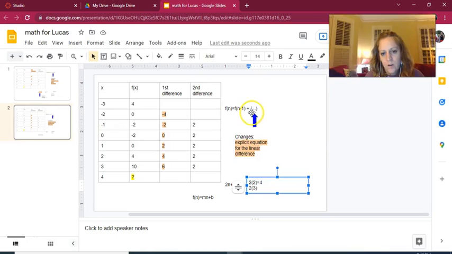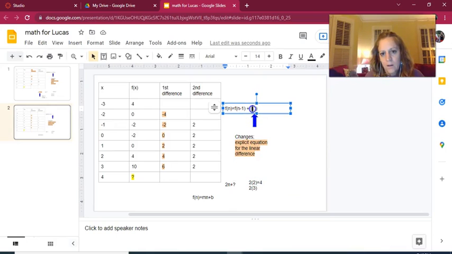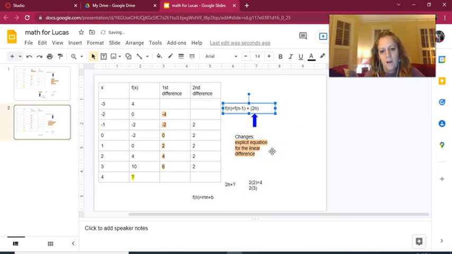So what goes in here is just going to be 2n plus 0, plus nothing. So it's just going to be 2n. So this one's f of n equals f of n minus 1 plus 2n, is how you get the equation for this. So that's how you do these recursive equations.